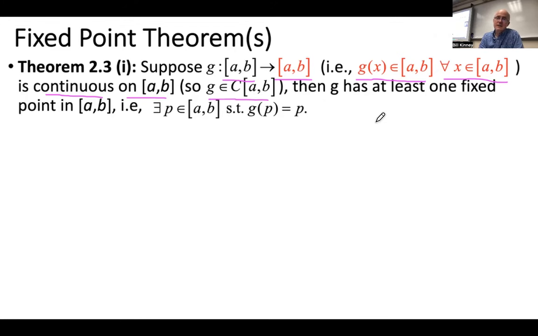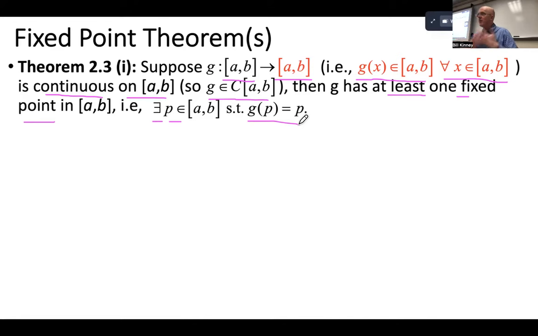The conclusion is, we saw this on Tuesday, G has at least one fixed point in the interval from A to B. In other words, there exists a point P in the interval such that G of P equals P.